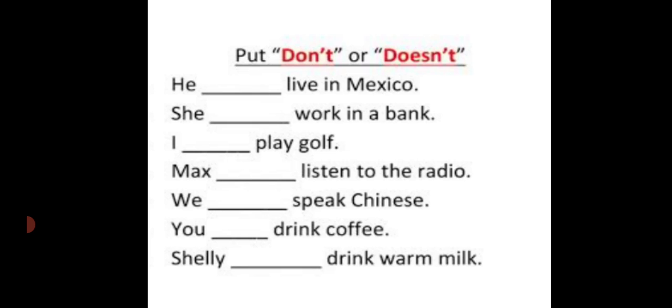We dash speak Chinese. We what? Don't speak Chinese. You can see that we is plural, so it will be used with the plural verb don't. All right. You dash drink coffee. You don't drink coffee. Shelly dash drink warm milk. Shelly doesn't drink warm milk. All right, so you can see you've tried.